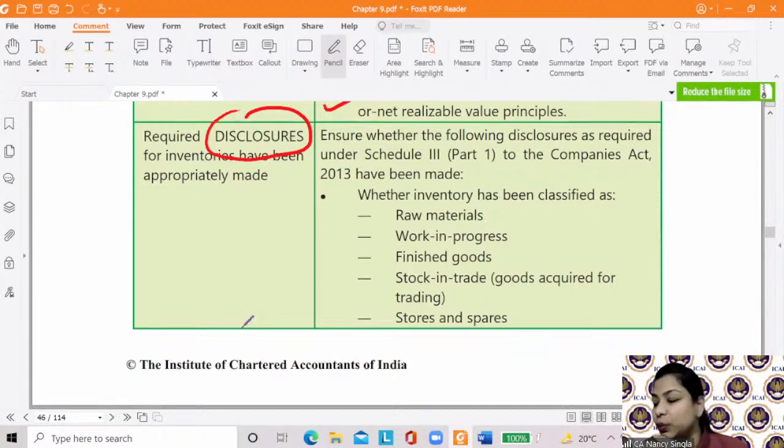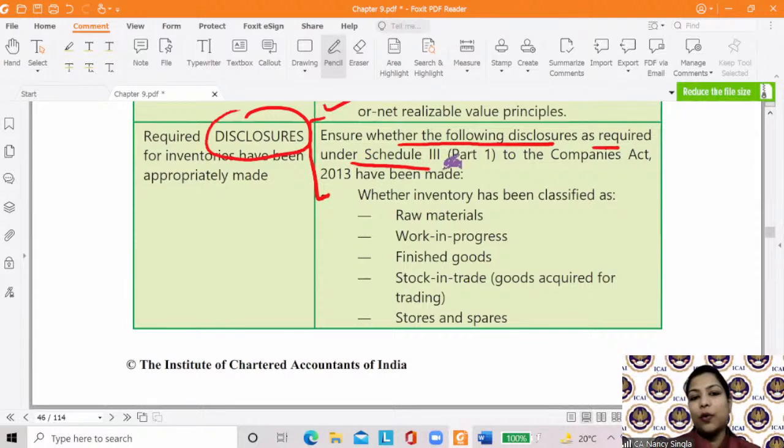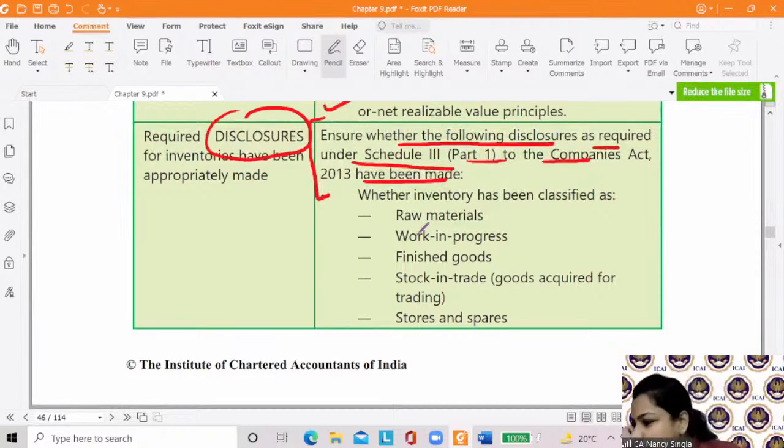So what have I asked you? Please send in your replies whether whatever we have done so far is clear or not. And then the last topic is disclosure of inventory, which is very simple. See again this line: ensure whether the following disclosures as required under Schedule 3, Part 1 to the Companies Act have been made, whereby the auditor will be seeing whether the following disclosure is made or not.